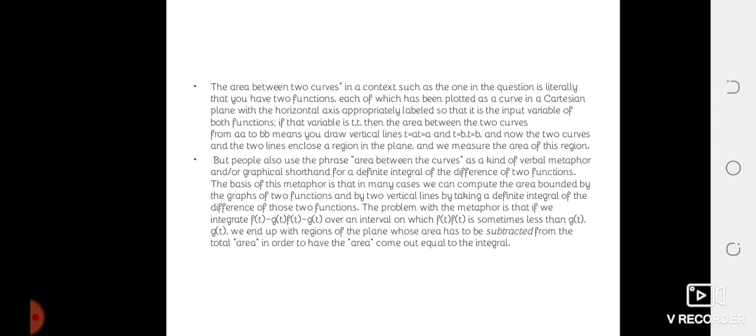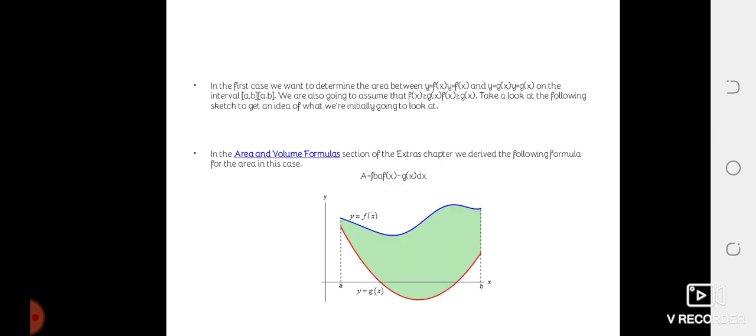The problem with the metaphor is that if we integrate f of t minus g of t over an interval on which f of t is sometimes less than g of t, we end up with regions of the plane whose area has to be subtracted from the total area in order to have the area come out equal to the integral.